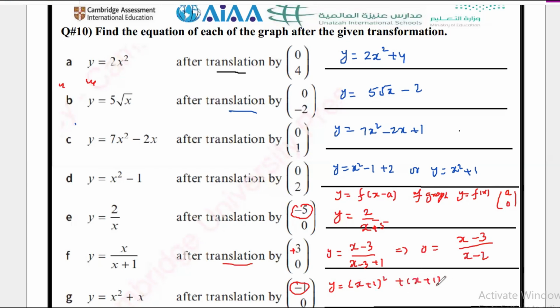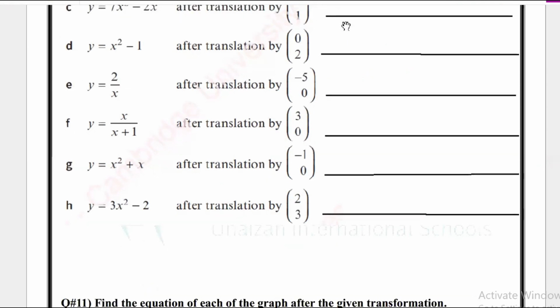You can simplify more further, but it's enough. I hope it is clear. Last one, the translation is along x-axis and y-axis both. So when you solve this question, 3(x minus 2) whole square minus 2 plus 3, or we can say that 3 bracket open x minus 2 whole square plus 1. I hope it is clear.